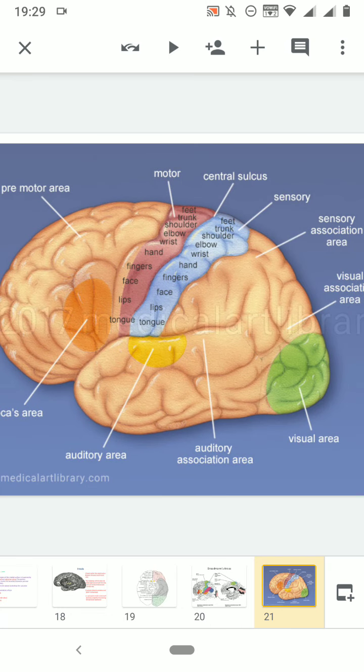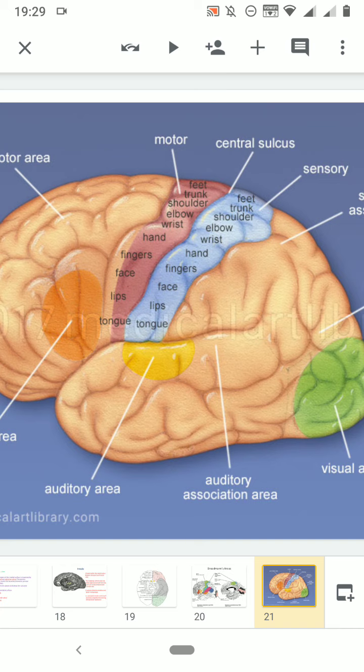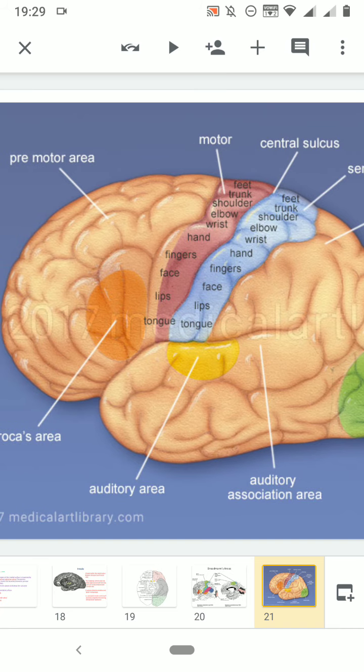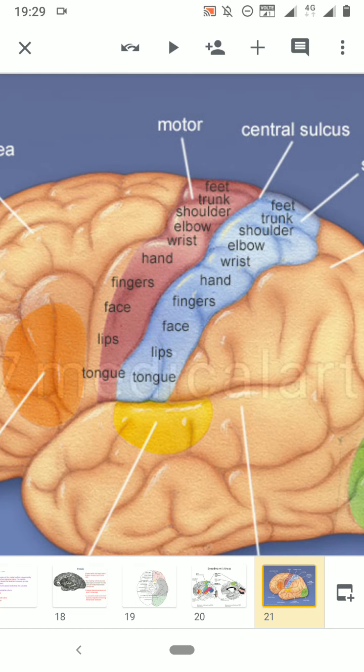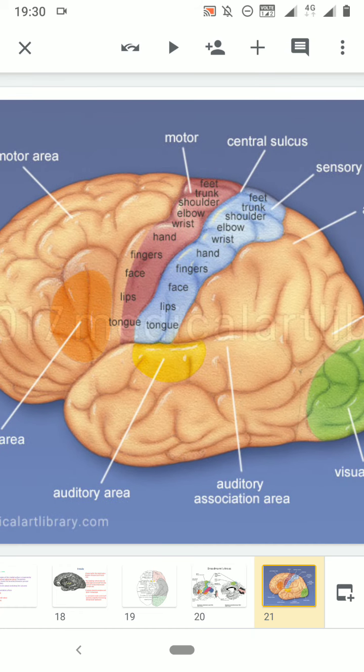Okay, so let's see this over here. You can see very well how the motor homunculus and the sensory homunculus are represented. Anteriorly you have the motor cortex. This is the central sulcus which has been labeled, and posteriorly the blue color is the sensory cortex, and it is an inverted representation. The tongue, lips and face are represented below, whereas the wrist, hand, elbow and feet go above, and this is continuous with the paracentral lobule on the medial surface.